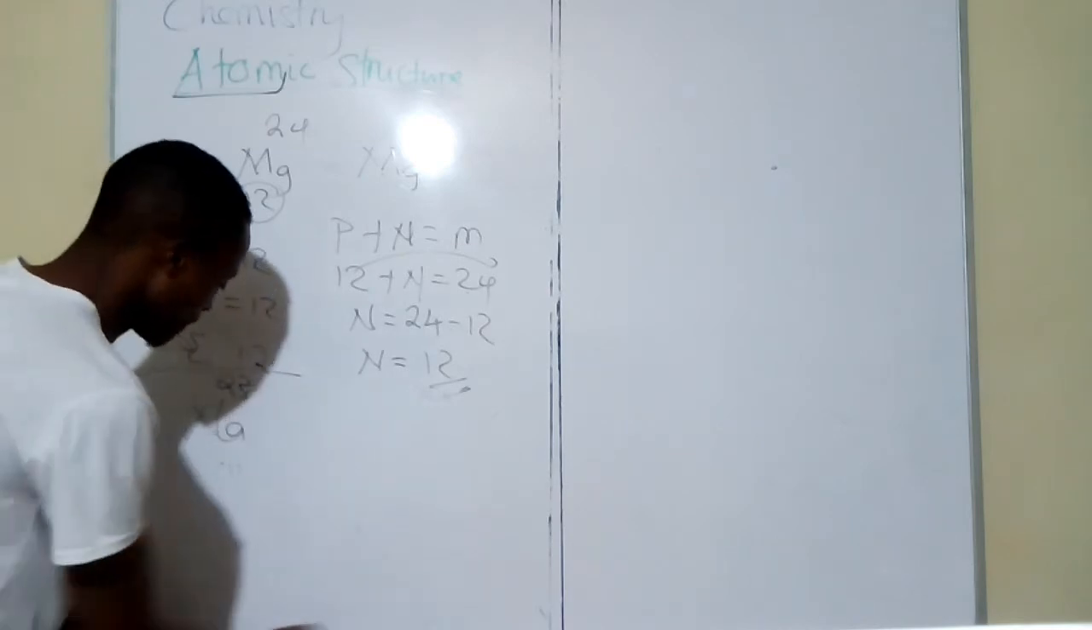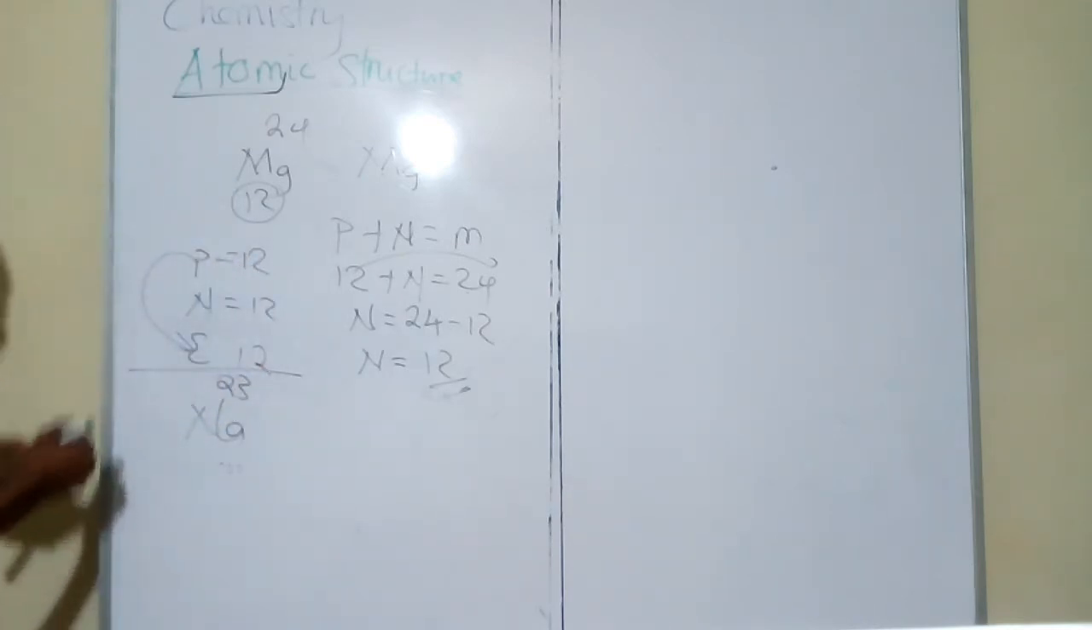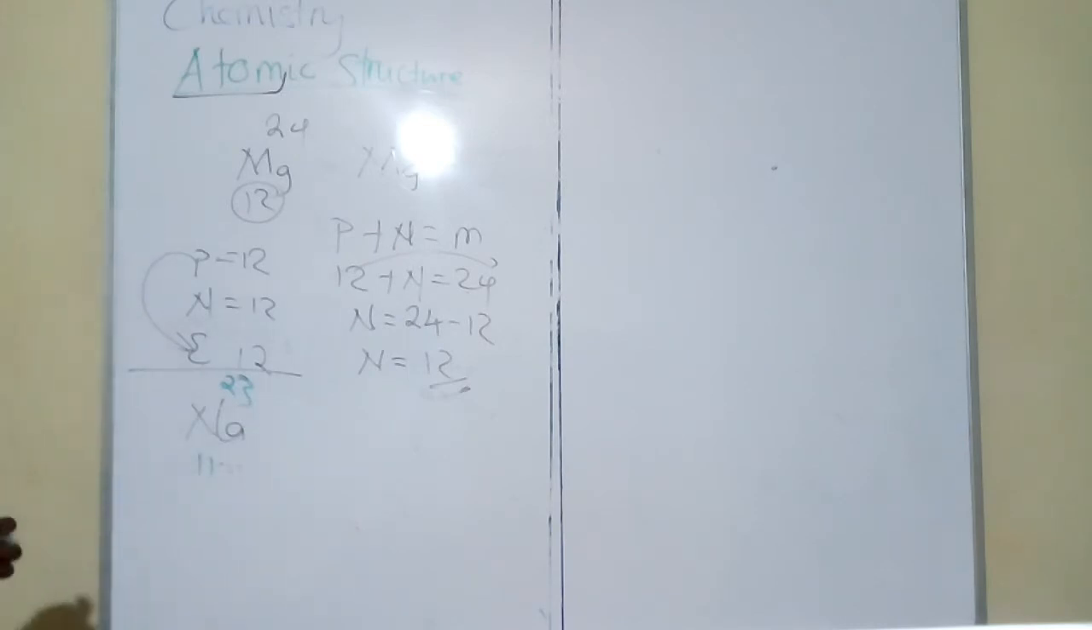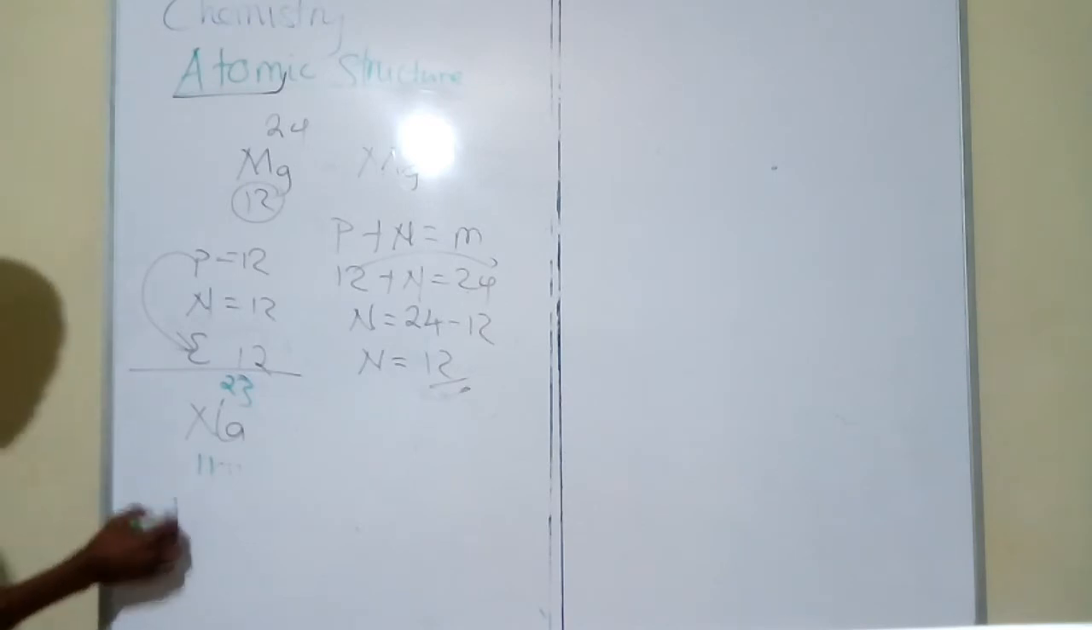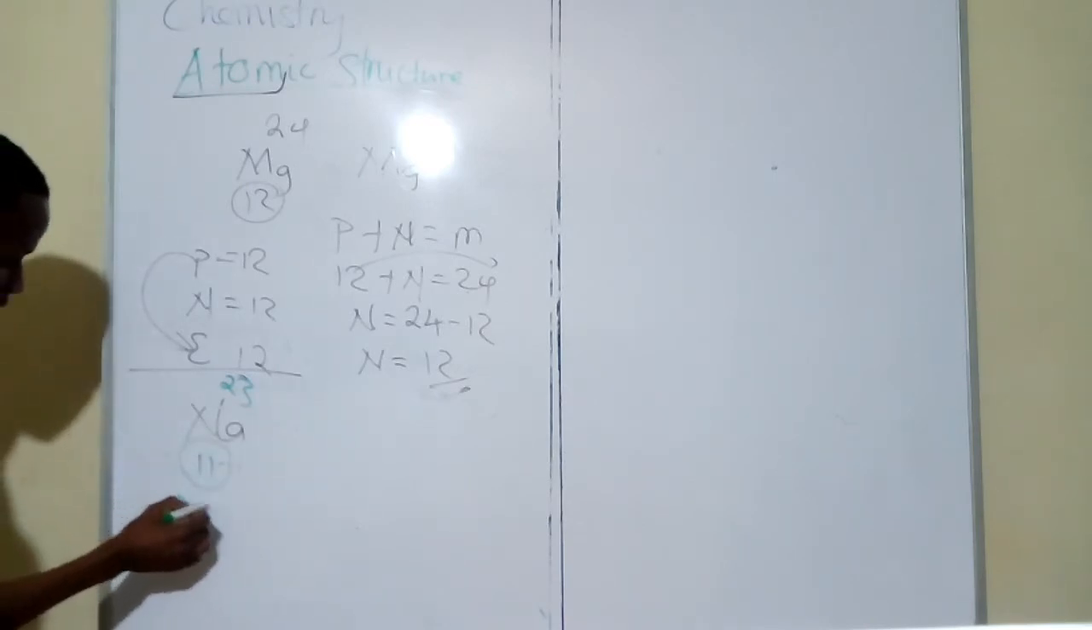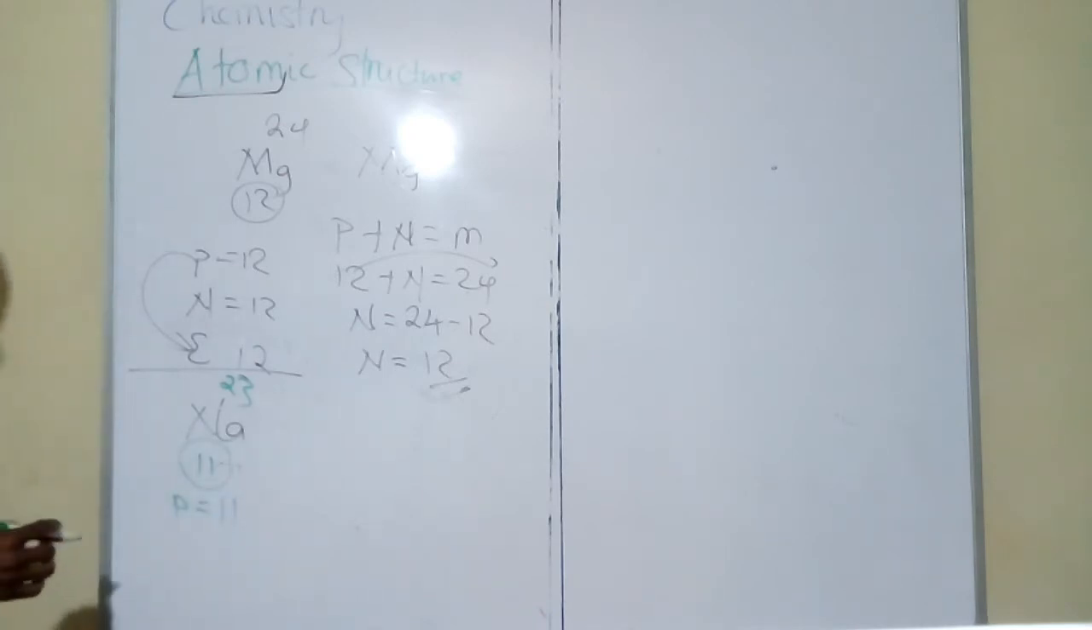Sodium has the mass number 23 and the atomic number 11. We do the same thing. For protons, we said you just get the number down there. So we have 11 protons.